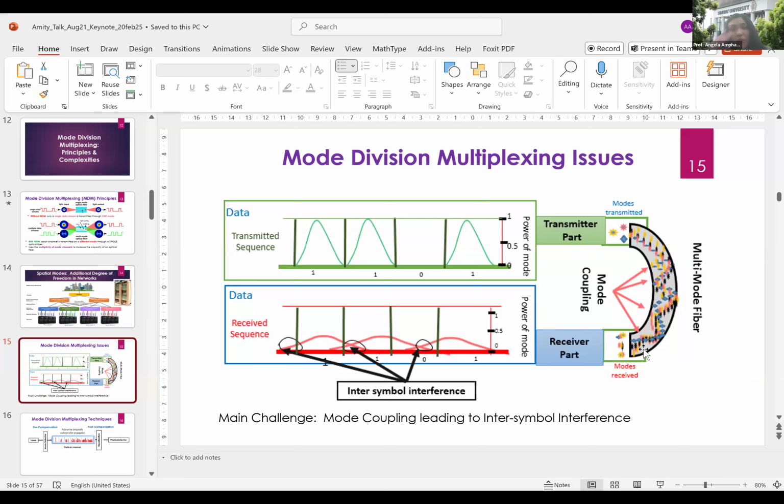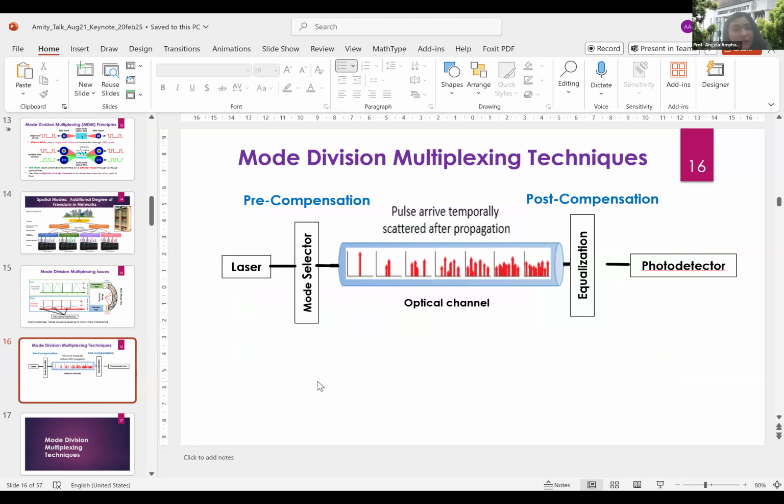Generally, when we transmit one mode, it is expected that the one mode will disperse into other modes. So we look at interference mitigation techniques, which occur either at the receiver or at the transmitter side. Mitigation at the end of the transmission, at the receiver, is what we call post compensation.